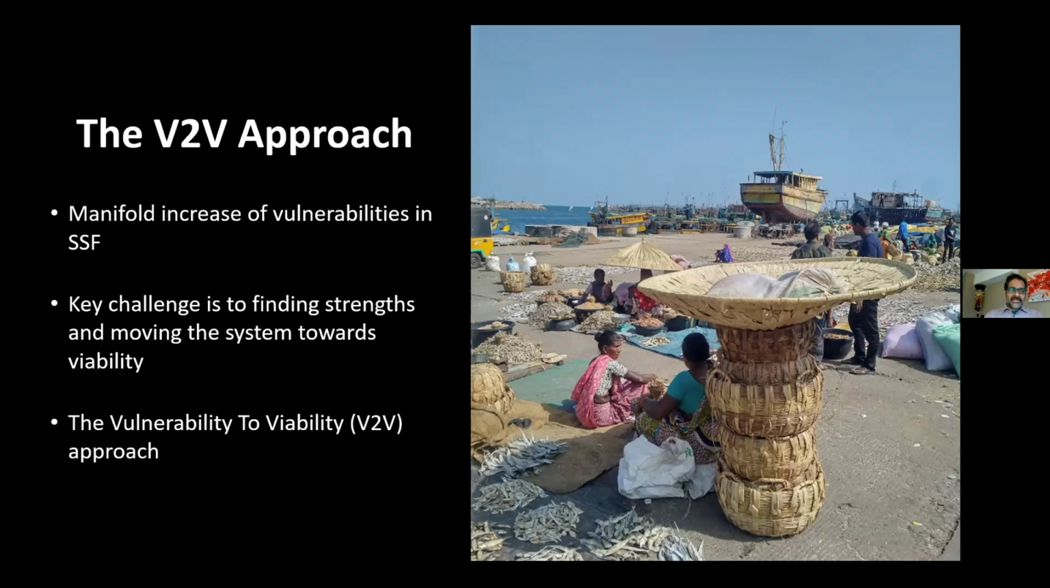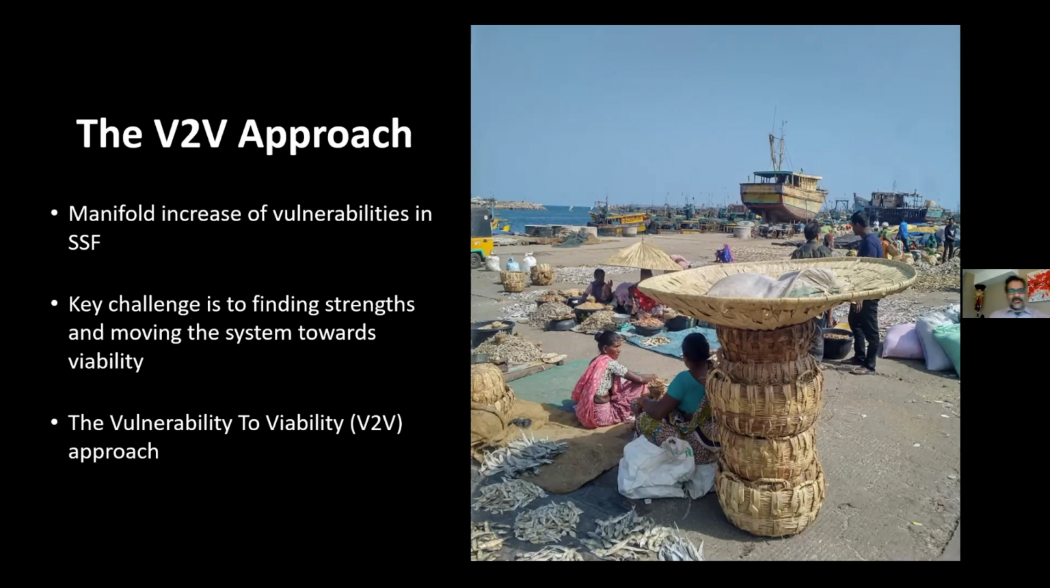So the question is, can we find these trends, understand them well, and then make strategies and build capacities, working with these communities to help them move from a situation of vulnerability to becoming more viable based on these trends? This is the approach where we work. We call it the V2B approach, vulnerability to viability, and the pathway to that viability could be working more and more on the strengths that are inherent in these particular systems.